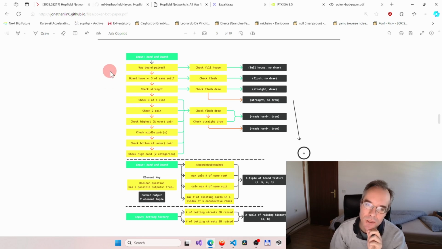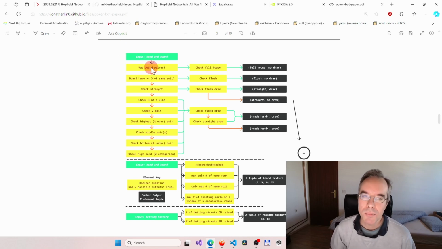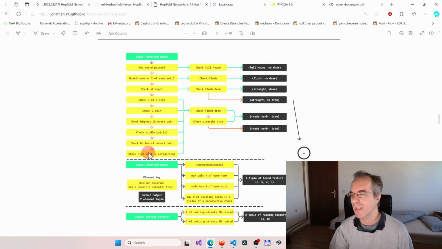So instead of storing the exact hand, this is an abstraction that he's using. This is the input, and right now he's checking, is the board paired? Does the board have 3 of the same suit? Check if it's a straight, check if it's a 3 of a kind, and so on. Basically, he's calculating the card rank to get this tuple. And this ends up being a lot less in terms of the number of combinations he's trying to estimate.